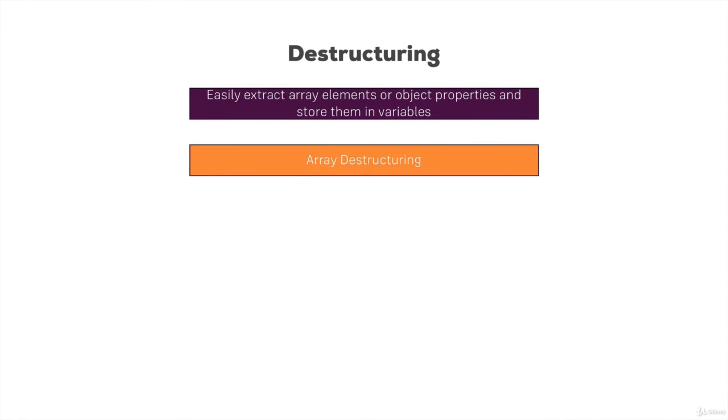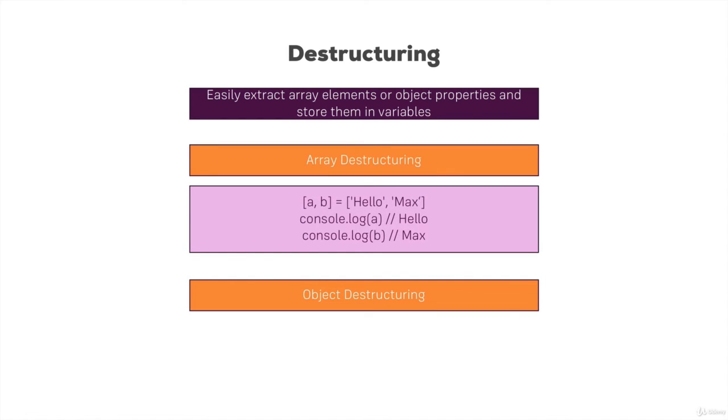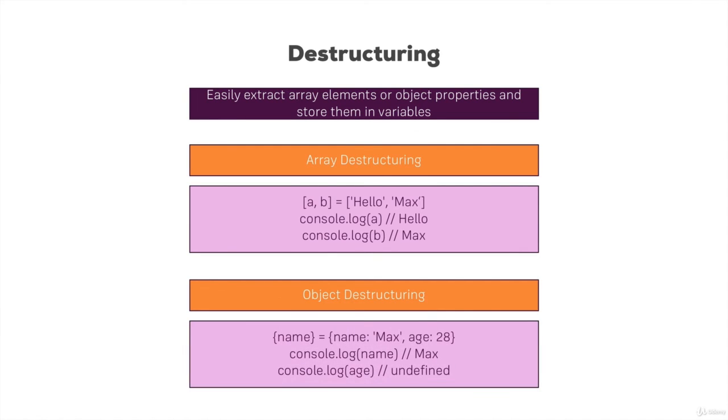For arrays and objects. Now for arrays, it looks like this. If we have an array with two elements, hello and max, then we can use this strange looking syntax on the left side of the equal sign, which looks like we are creating an array, but we are not, to assign the variables a and b to hello and max respectively. And for object destructuring, it's the same syntax with curly braces, and where in array destructuring, the order defines which property we take. For object destructuring, it's the property name.